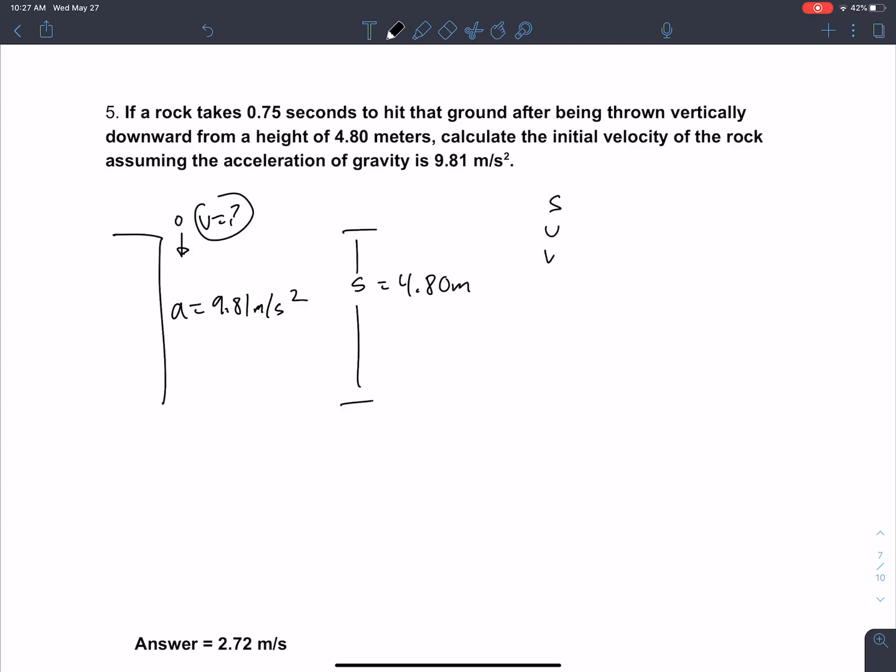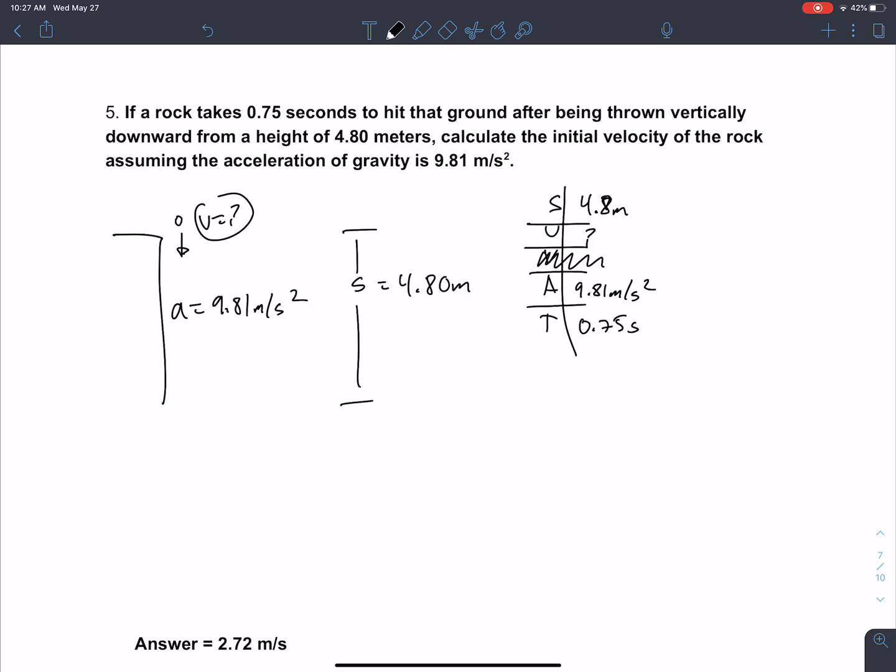So let's go back to our SUVAT table. S is 4.8 meters. U is what we're trying to find. V, we don't know, but they didn't give us that. A is 9.81 meters per second squared. And T, I don't know. Oh, no, T we know. It's 0.75 seconds, okay? So with all those variables, how would I calculate the initial velocity of the rock?